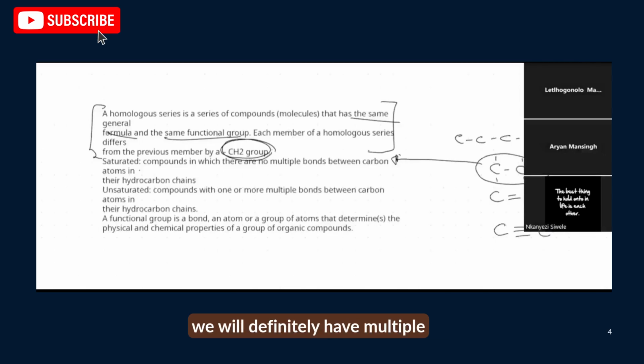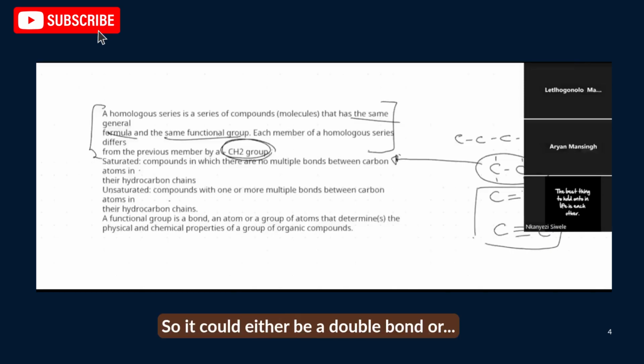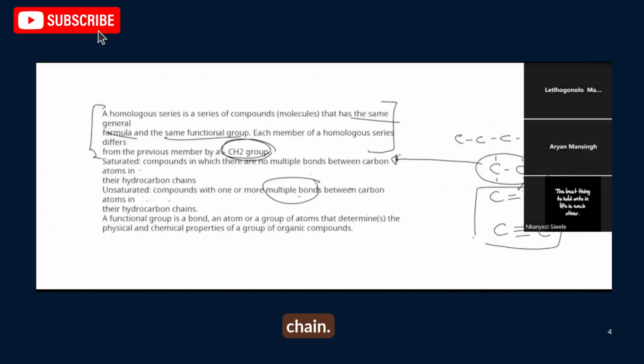Then we have unsaturated. So unsaturated, we will definitely have multiple bonds. So it could either be a double bond or it could be a triple bond between the carbon atoms in their hydrocarbon chain. So very important here.